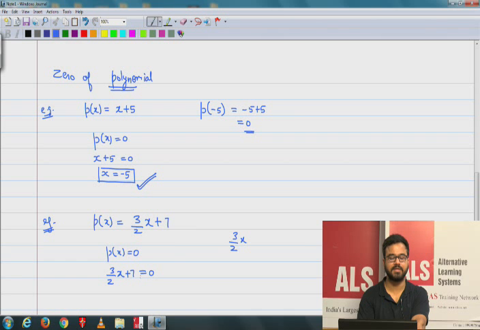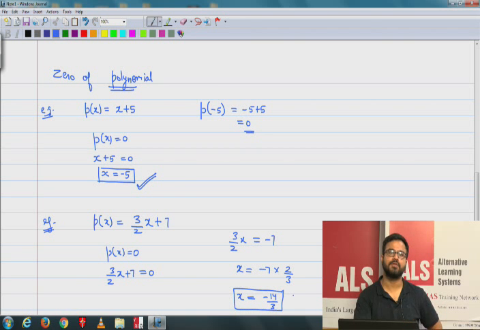So here it is plus 7, it will go to the right, it will become minus 7. Now I will do the cross multiplication. So x will be equal to minus 7 into 2 upon 3. This 2 will go in the numerator, 3 will come in the denominator. So x is equal to minus 14 over 3. So x is equal to minus 14 over 3 is called the 0 of this polynomial. Is that clear? Raise your hand if you got it. That's great. So this was the linear polynomial in which we were finding the 0.